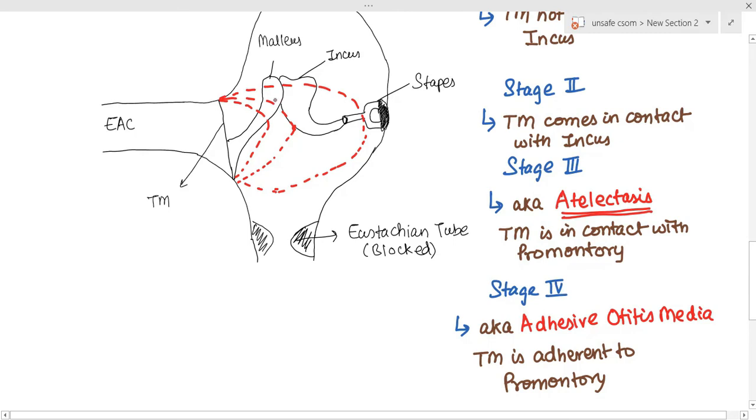And in stage 4, it is just like stage 3, but now the tympanic membrane is adhered to the promontory and it won't come out. So it is also known as adhesive otitis media. Okay, the tympanic membrane is adherent to the promontory. So these are the four stages of the retraction of the tympanic membrane. Depending upon the stages, it can be severe or mild.